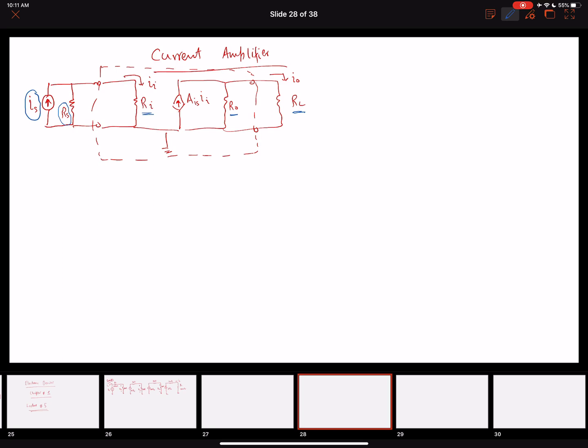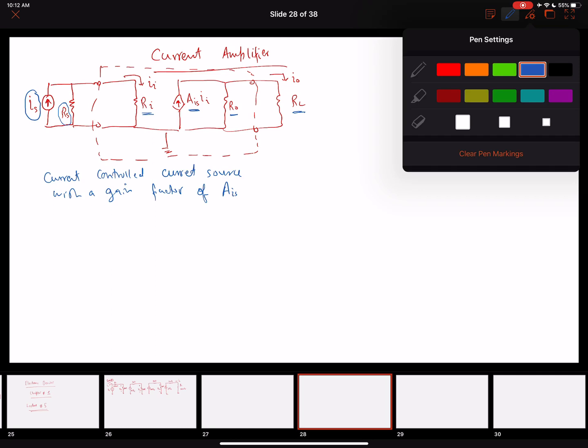And what we have over here, rather than having a voltage controlled voltage source, now we have a current controlled current source, right? With the gain factor of AIS, right? So this is the gain of this amplifier. Okay, so let's quickly solve this amplifier now.